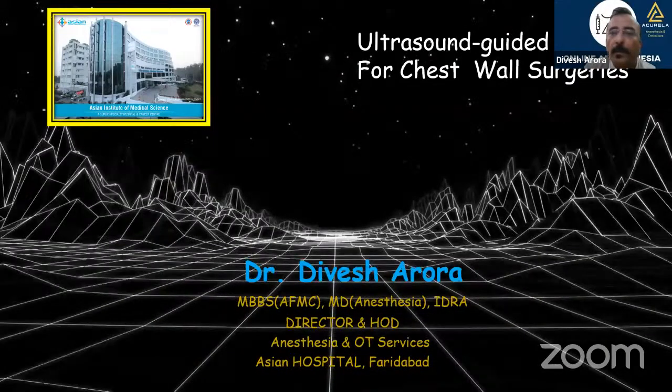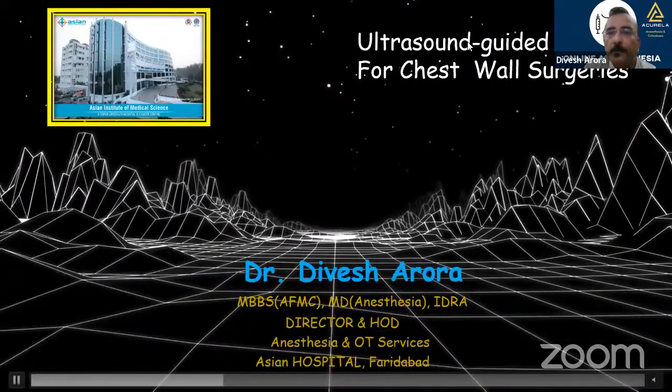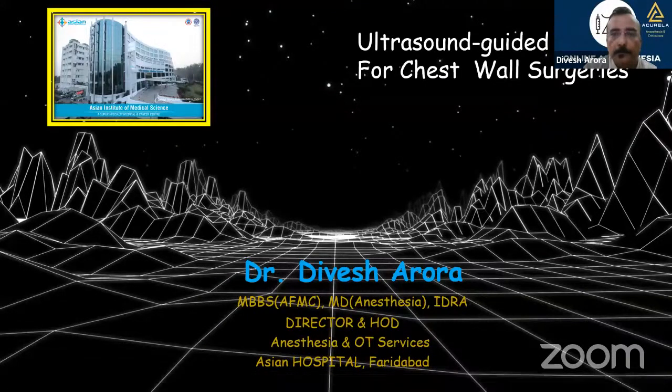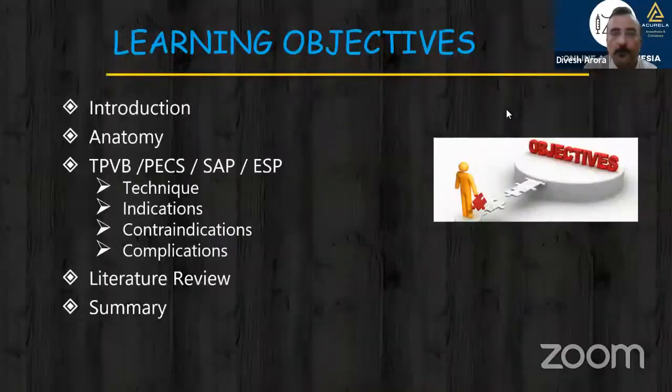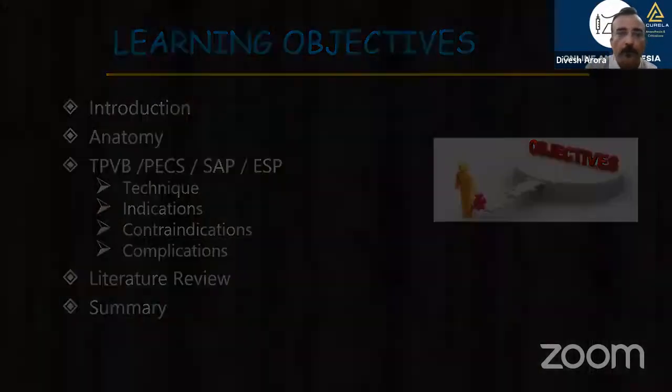So today I'll be talking about ultrasound guided blocks for chest wall surgeries. These are going to be some of my learning objectives. First, we'll have an introduction, and anatomy knowledge is, as you know, very essential for all these blocks. Then specifically, we'll cover paravertebrals, PECS, serratus anterior, and ESP, which is my favorite block. And then we'll do a literature review as well as summarize everything.